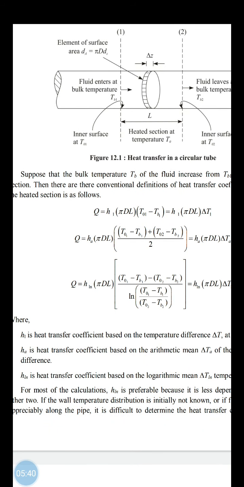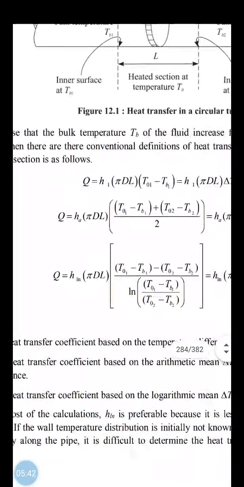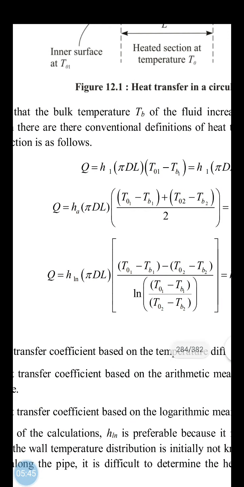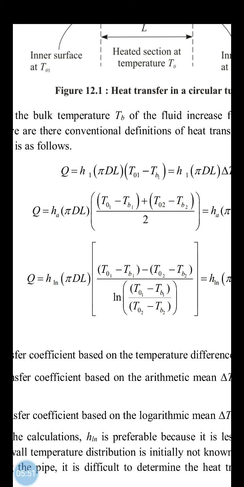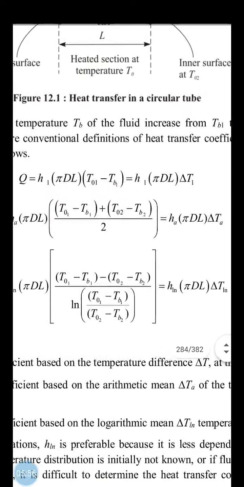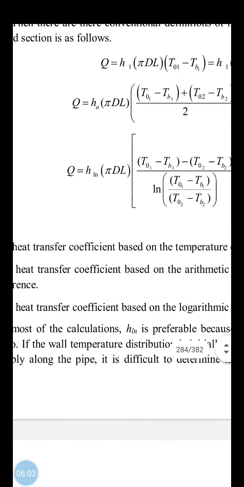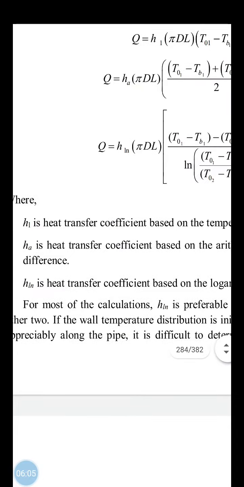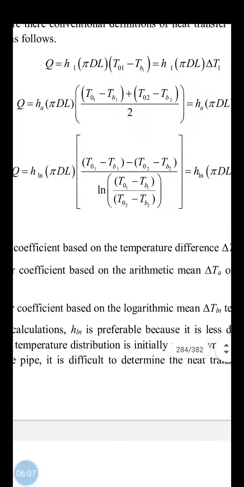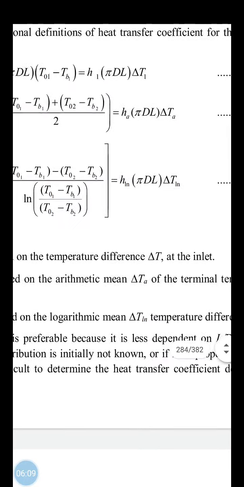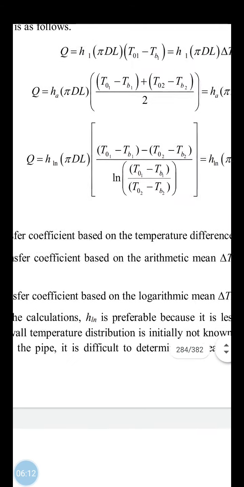Similarly, the rate of heat flow can be calculated by the arithmetic mean. By this equation, Q is equal to Ha into pi dl, and delta T will be the temperature difference, T naught 1 minus TB1 plus T naught 2 minus TB2 upon 2. So it will be Ha into pi dl into delta Ta. This is called the arithmetic mean temperature difference. So this Ha will be the heat transfer coefficient based upon the arithmetic mean temperature difference.